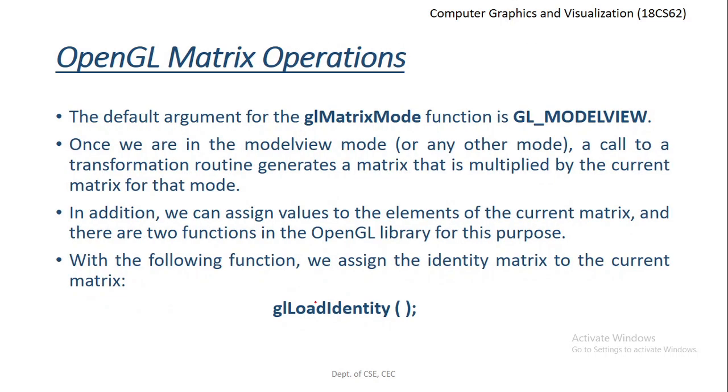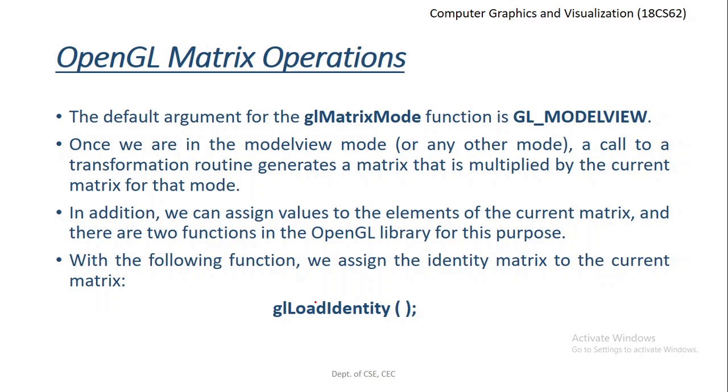Now let us proceed to understand what we mean by OpenGL matrix transformations. The default argument for the glMatrixMode function is GL_MODELVIEW. Whenever we are going to specify the modeling and viewing details in our program, we need to set the current matrix mode to GL_MODELVIEW, which is the default matrix mode. The glMatrixMode function is used to set the current matrix.